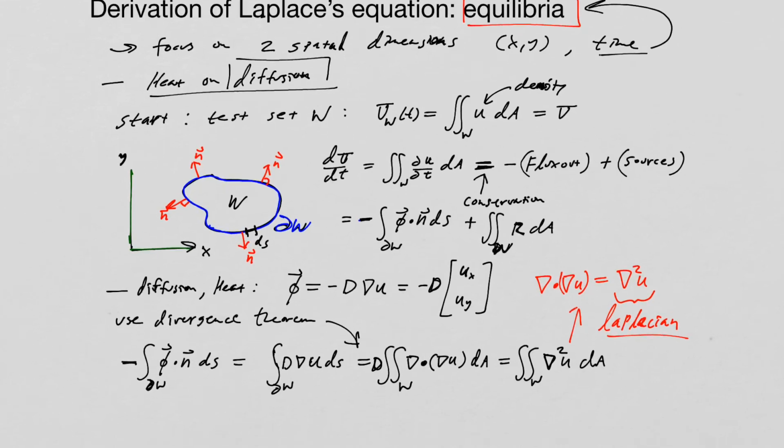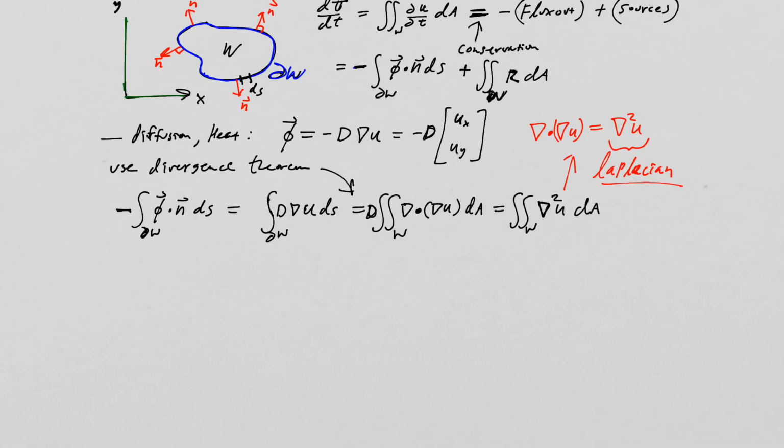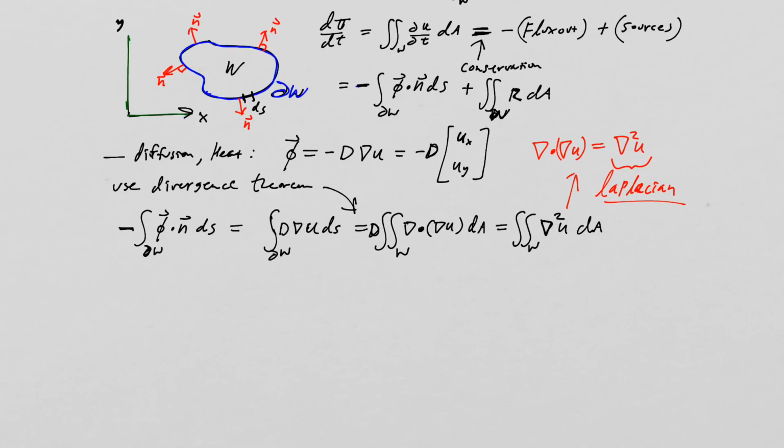Okay, so we're here. Now I'll move up to give myself a little bit more space. We can put that all back together, and we have this. So we're on W, and we're integrating over all of W.